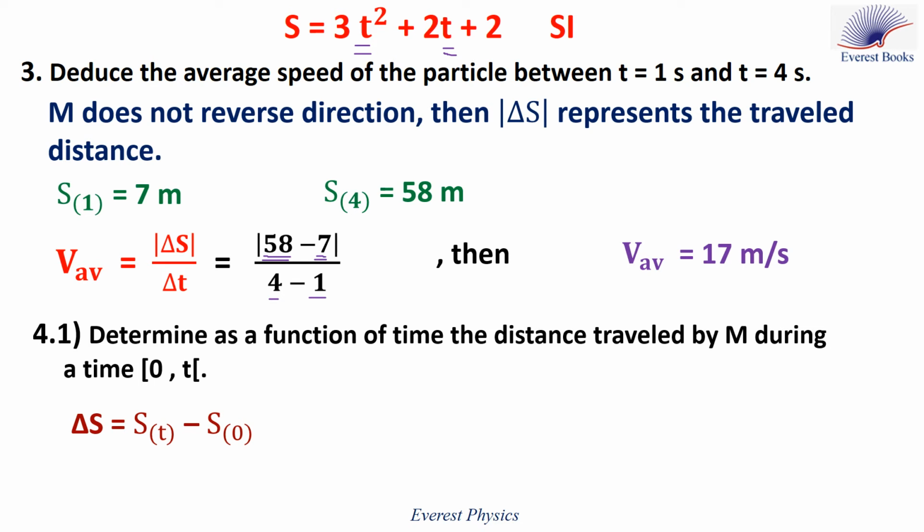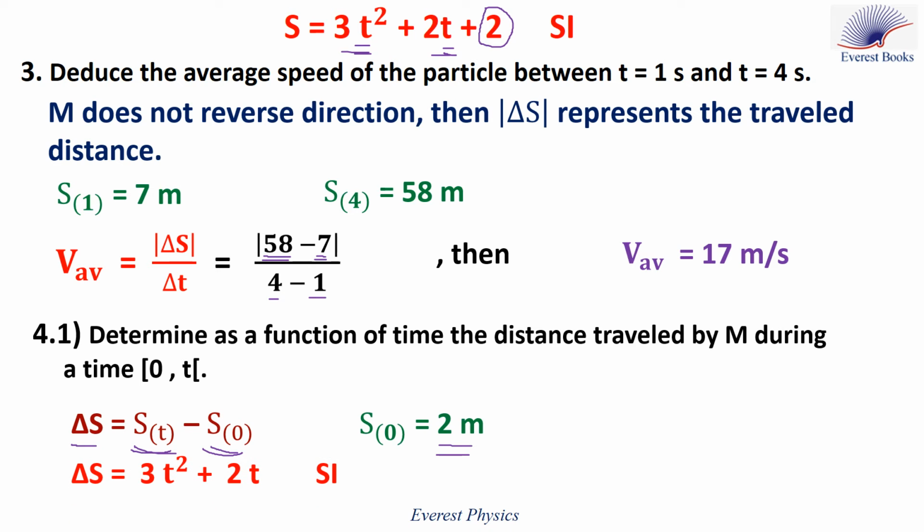Delta s equals s at time t, which is the final instant, minus s at time 0, which is the initial instant. S at time 0 equals 2 meters. It is easily obtained by replacing t by 0 in the expression of s. Now, to determine the expression of delta s, just subtract 2 from the expression of s. Therefore, delta s equals 3t squared plus 2t, and it is expressed in SI units.